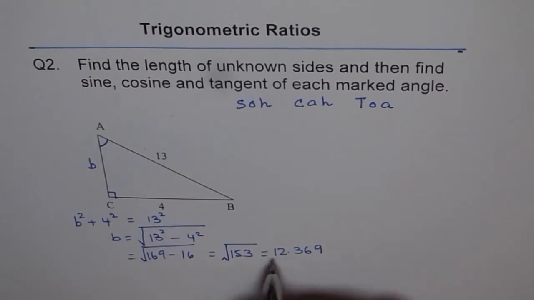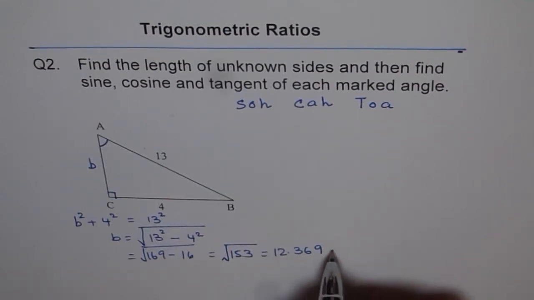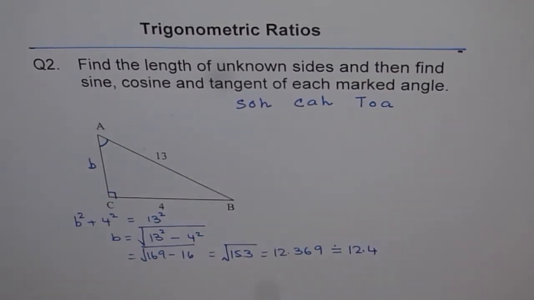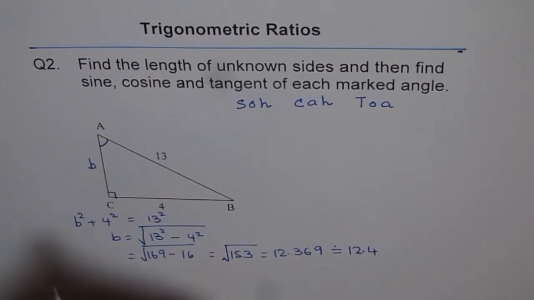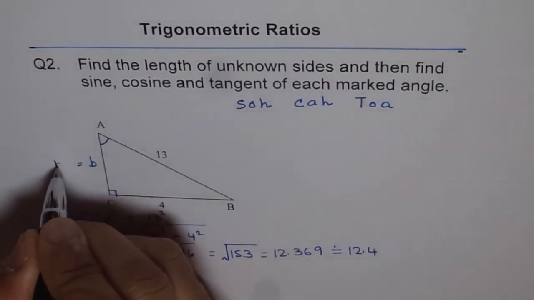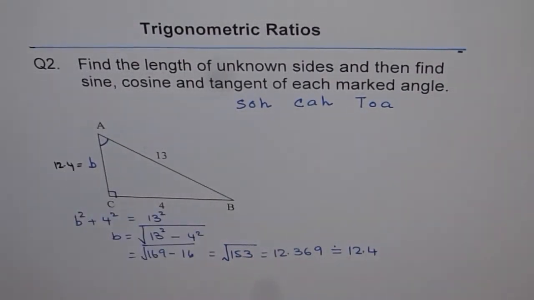So let me round this to one decimal place, and I'm rounding this to 12.4 for our calculations, right? So we'll use the value of 12.4 in our calculations to one decimal place. So we found b is equal to 12.4. That's the value which we are going to use.